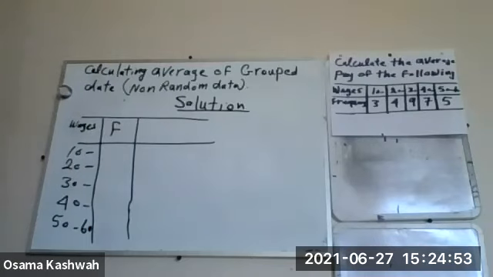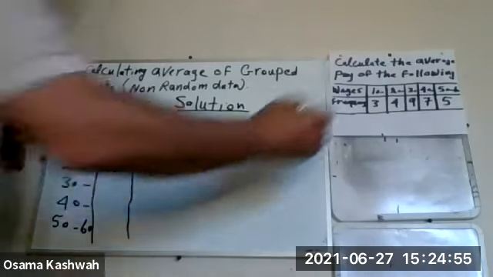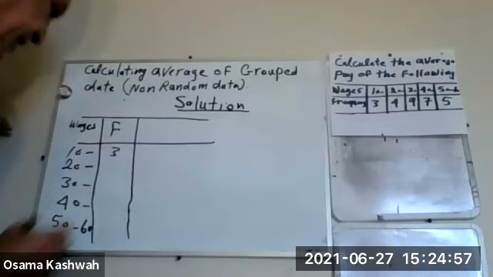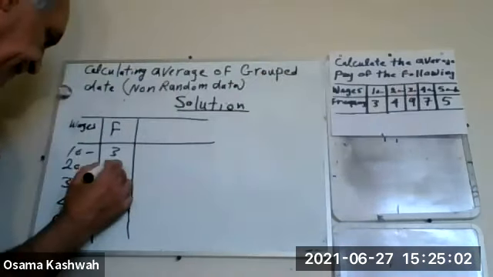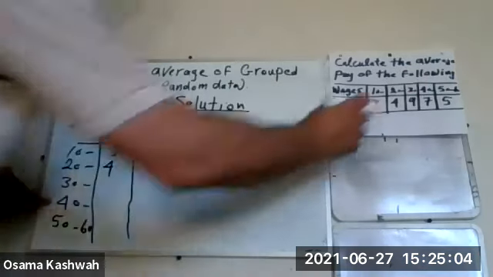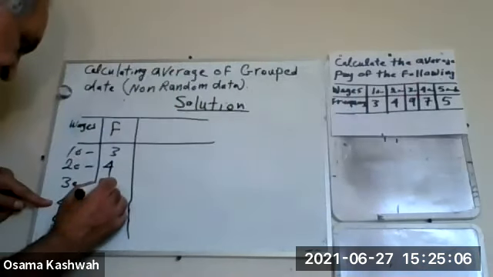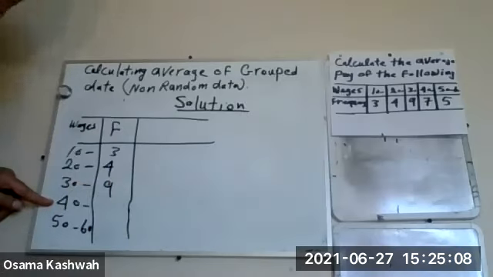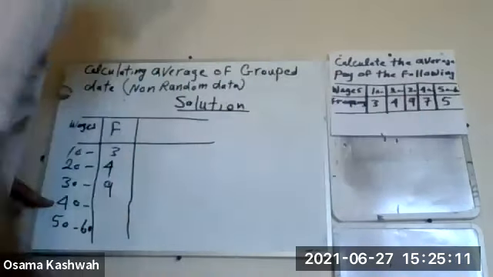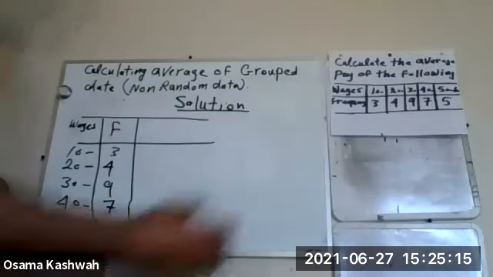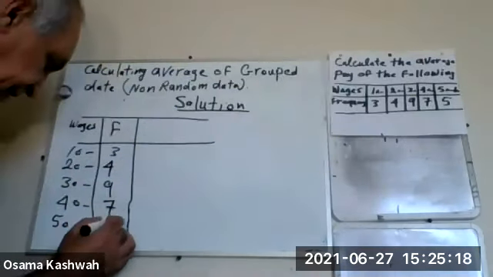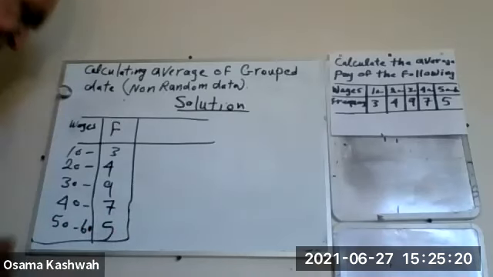Okay, and the frequency for the 10 to 20 is 3. That's fine. From 20 to 30, the frequency is 4. From 30 to 40, the frequency is 9. From 40 to 50, the frequency is 7. And finally, from 50 to 60, the frequency is 5. Perfect. We'll get now the midpoint.